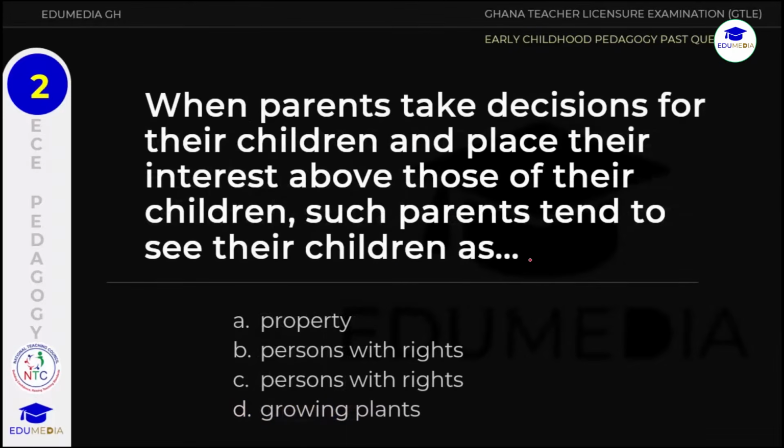Question number 2. When parents take decisions for their children and place their interest above those of their children, such parents tend to see their children as the possible answers here are property, persons with rights, and growing plants. The correct answer is A, property.